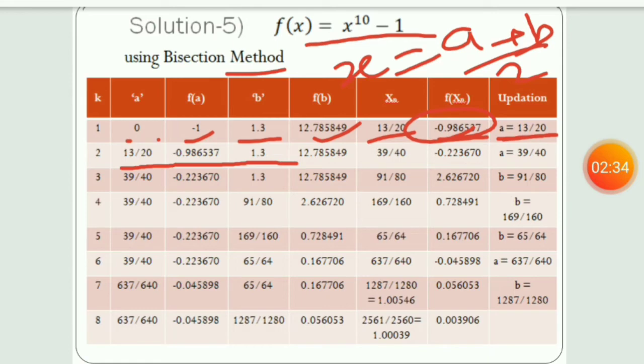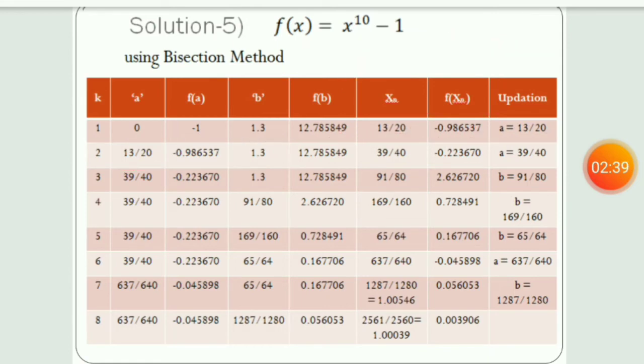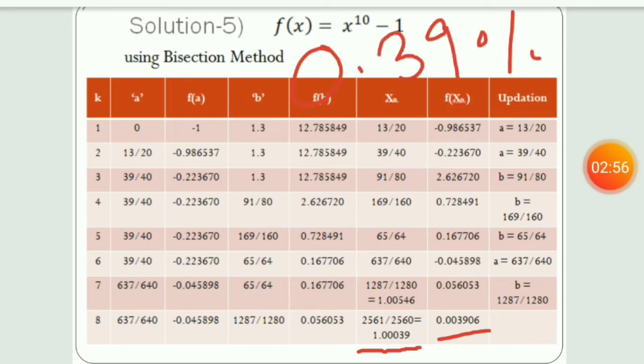The procedure is the same as what we have seen. According to that, I got the value of x around 1.00039, and it gives the value of f of x as 0.003906. That means it is giving an error of around 0.39%, which is very small. So I have considered this as my answer. So my root is this, and I am getting this answer at the 8th iteration using the bisection method.